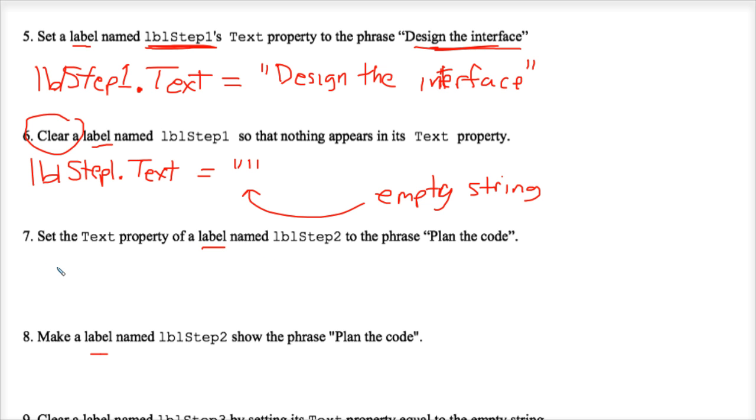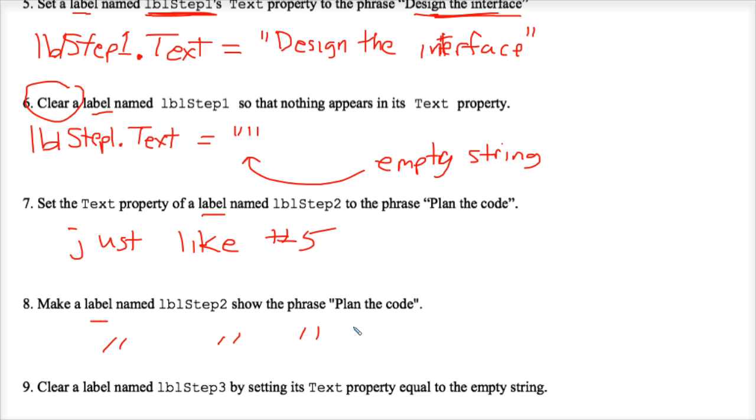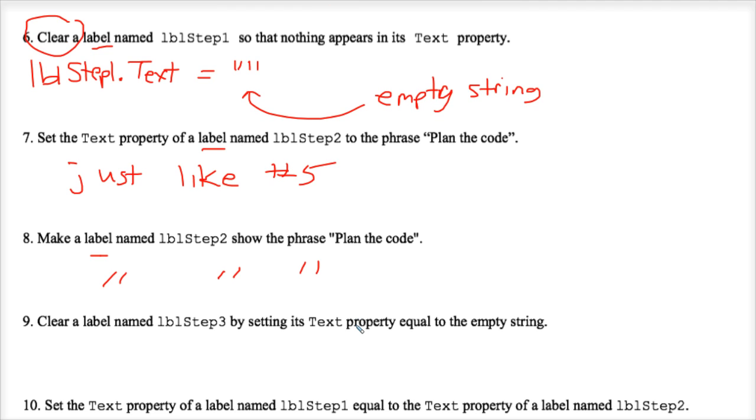Okay, number 7 is just like number 5. You do that on your own time. Number 8 is also ditto mark, just like number 5. Number 9 is just like number 6. Do that for homework. It's just a slight change. I think you'll figure it out.